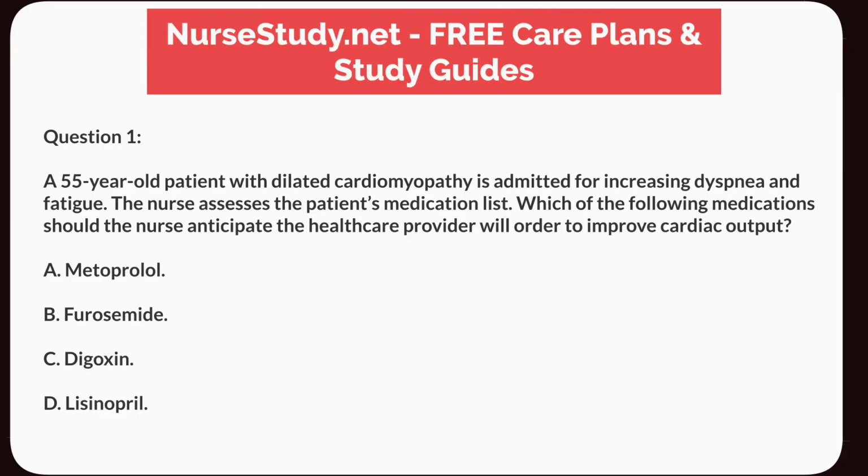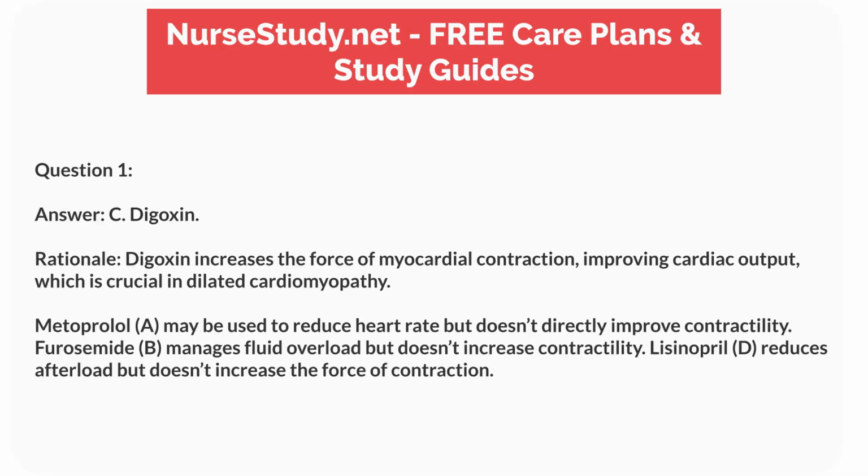Question 1. A 55-year-old patient with dilated cardiomyopathy is admitted for increasing dyspnea and fatigue. The nurse assesses the patient's medication list. Which of the following medications should the nurse anticipate the healthcare provider will order to improve cardiac output? A. Metoprolol. B. Furosemide. C. Digoxin. D. Lisinopril. Answer: C.